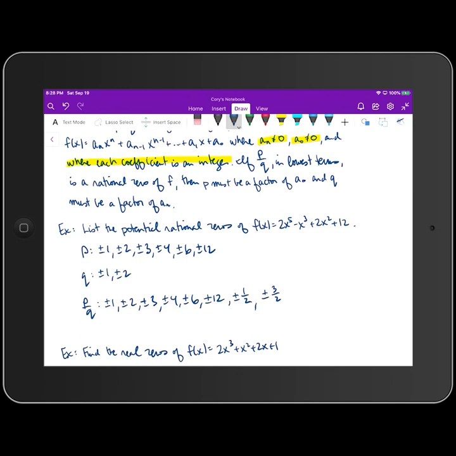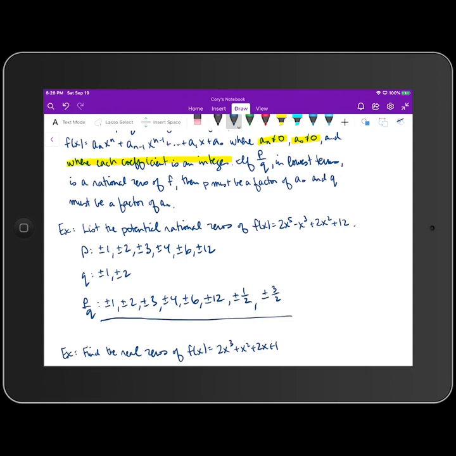Okay, so what the rational zeros theorem says is that if your graph has a rational zero, so if it has an x-intercept that occurs at a rational number, it has to occur at one of those p over q values.